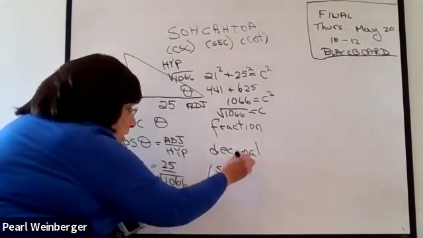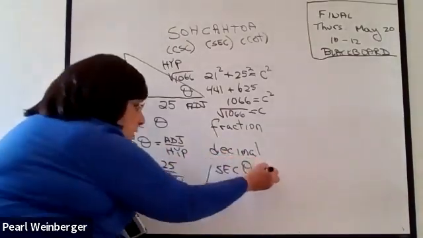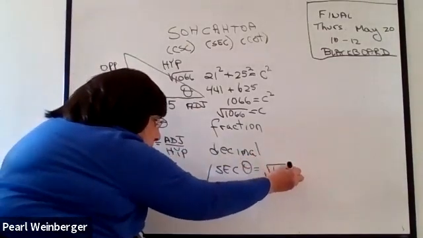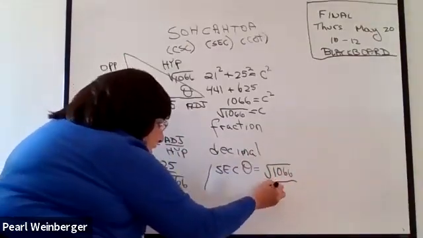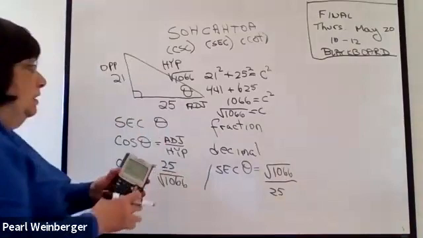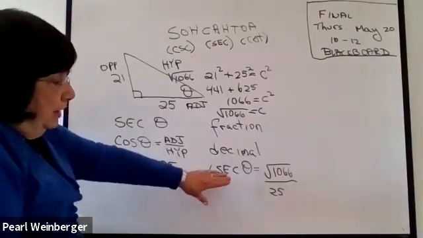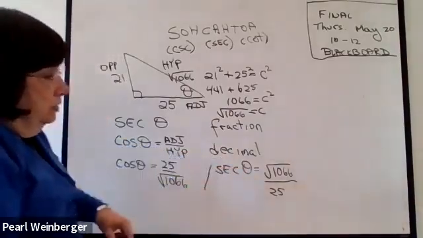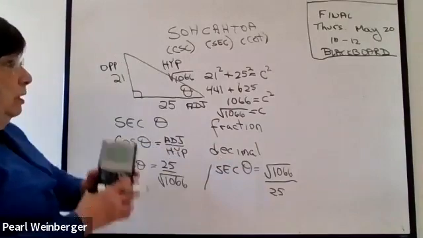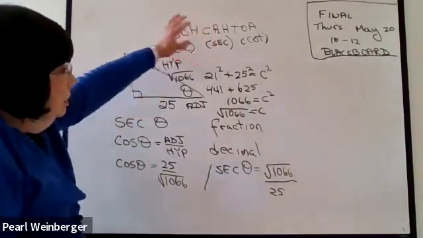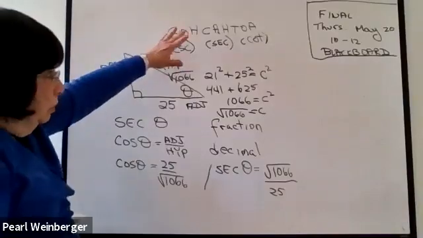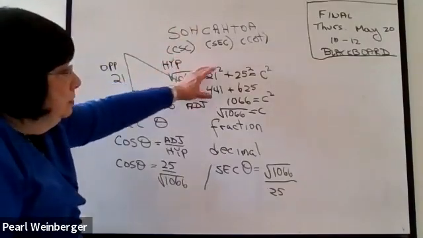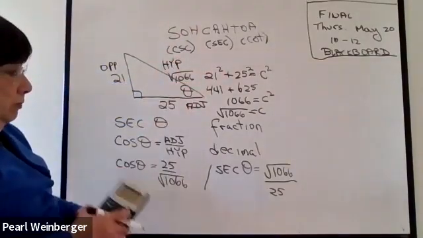So right away, to find the secant, I just flip this over. The secant is the reciprocal of the cosine, so it's the square root of 1066 divided by 25. This is your answer as a fraction. It's an answer that has a radical in it. Notice how we did it. We needed to know SOHCAHTOA. We didn't know cosecant, secant, and cotangent. We needed to know the Pythagorean theorem.